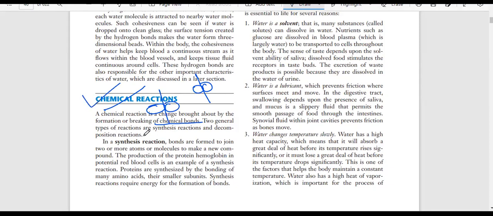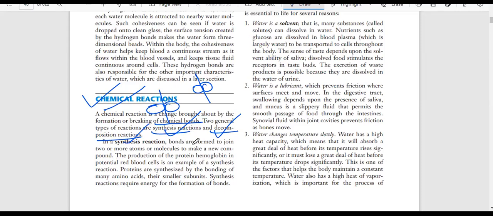Two general types of reactions are synthesis reaction and decomposition reaction. So what reactions are there? We have synthesis reactions and decomposition reactions. So let's talk about that. Bonding of two elements is chemical bonding. Releasing or breaking of two elements is a chemical reaction, by the help of synthesis reaction or decomposition reaction. So first we will talk about synthesis reaction.